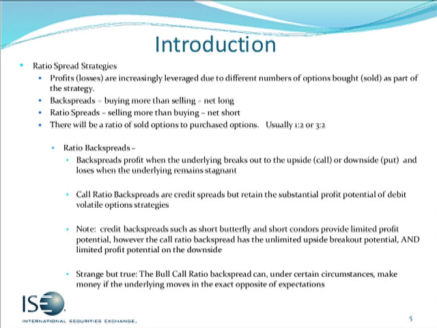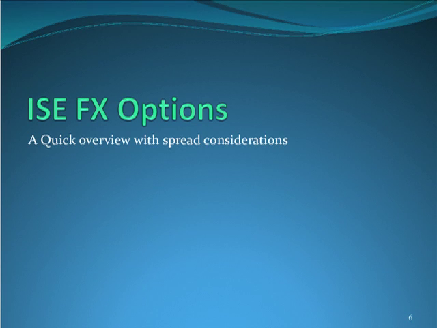The difference here with the ratio backspread, it has a limited upside breakout potential, and as we'll see as we go through, limited profit potential down to the downside. And this is strange but true. The bull call ratio backspread, which is quite a mouthful, can, under certain circumstances, make money if the underlying moves in the exact opposite direction that we expected it to. And once again, as we go through the examples and talk through it, you'll see how this works out.